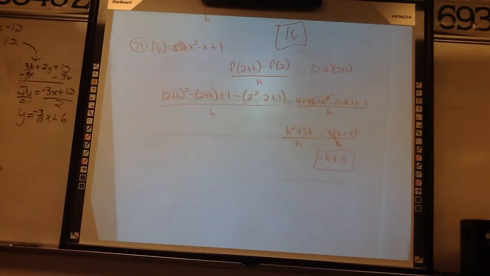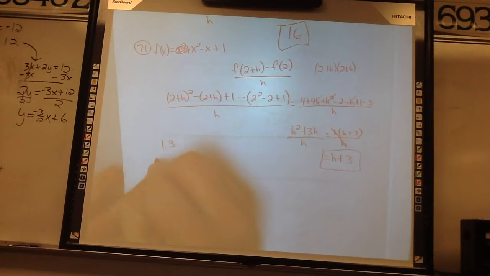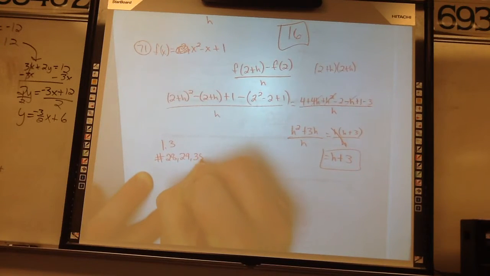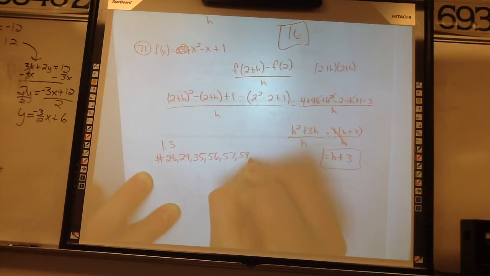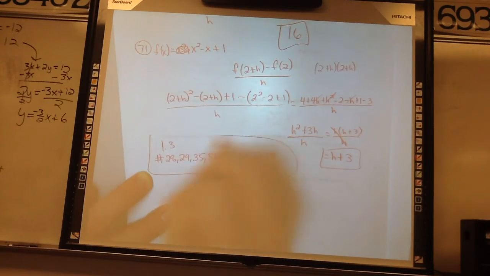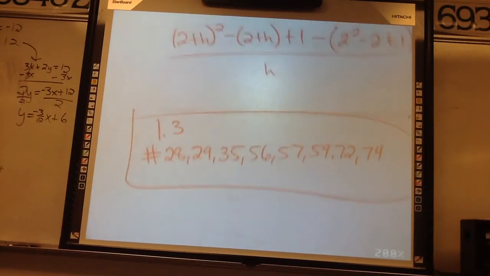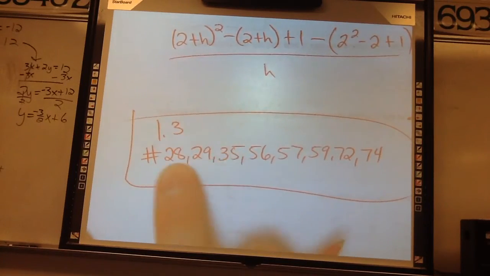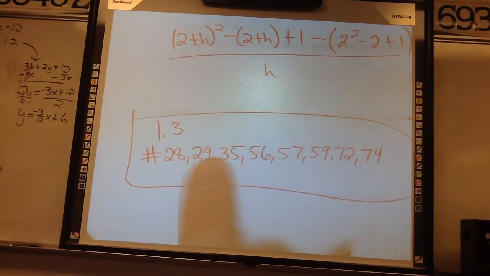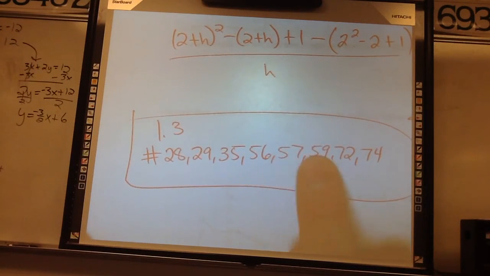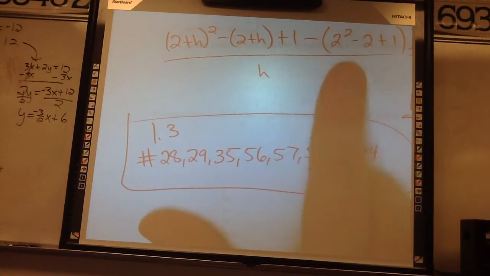Okay, your homework, you asked. Homework would be 29, 35, 56, 57, 59, 72, 74. That's enough. Those are just like last night, plugging stuff in. Those are domains. 72 and 74 are this stuff.